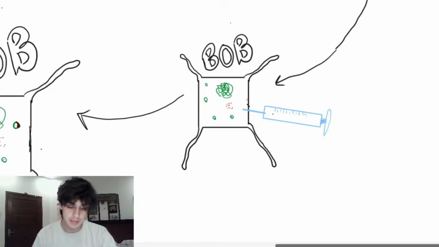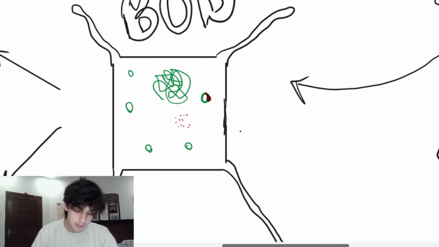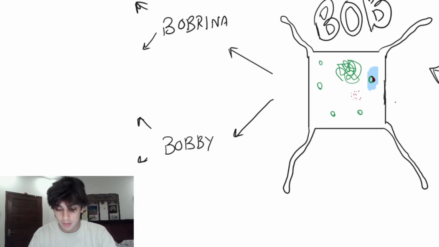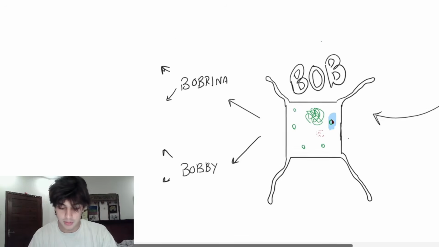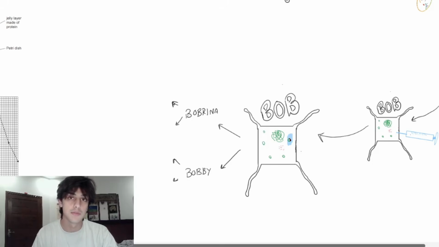Anyways, we're going to inject this bad boy into Bob, and then Bob is going to have this insulin gene infused into one of his plasmids. Bob is going to start reproducing when we place him in a fermenter and form Bobrina and Bobby. Okay guys, let's just ignore this. The main point is we're going to ferment the bacteria so that it can produce more copies of itself and that we can have greater production of insulin.